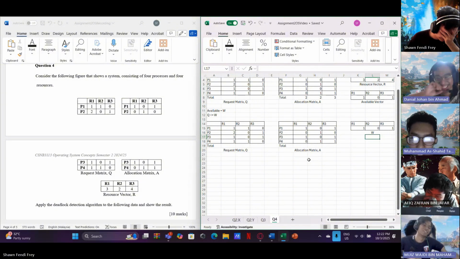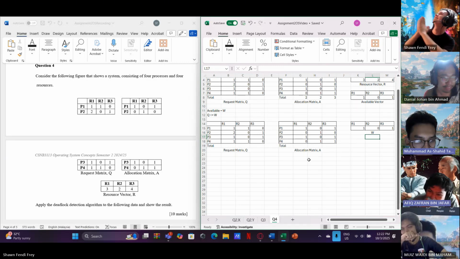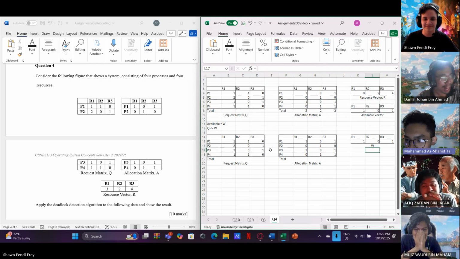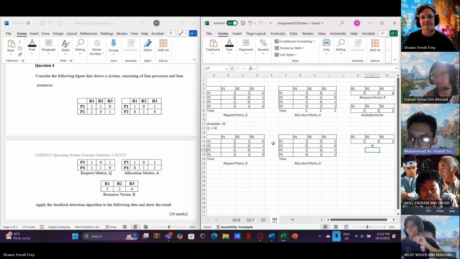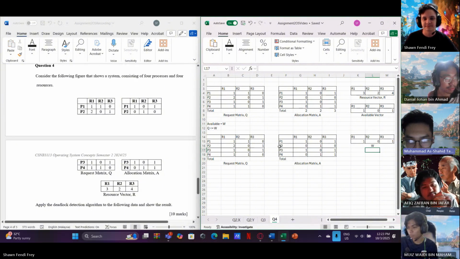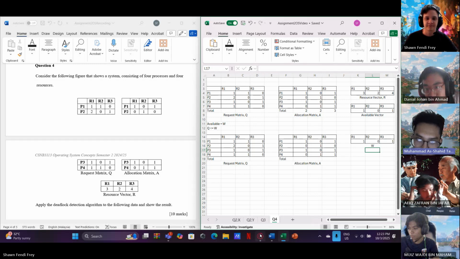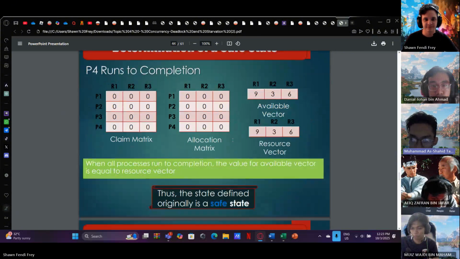Okay, so the question is: apply the deadlock detection algorithm to the following data and show the result. So how do we want to apply the deadlock detection algorithm? First of all, we have to mark each of the processes that has a row in the allocation matrix A of all zeros. If some row of it is zero, then there must be a deadlock.